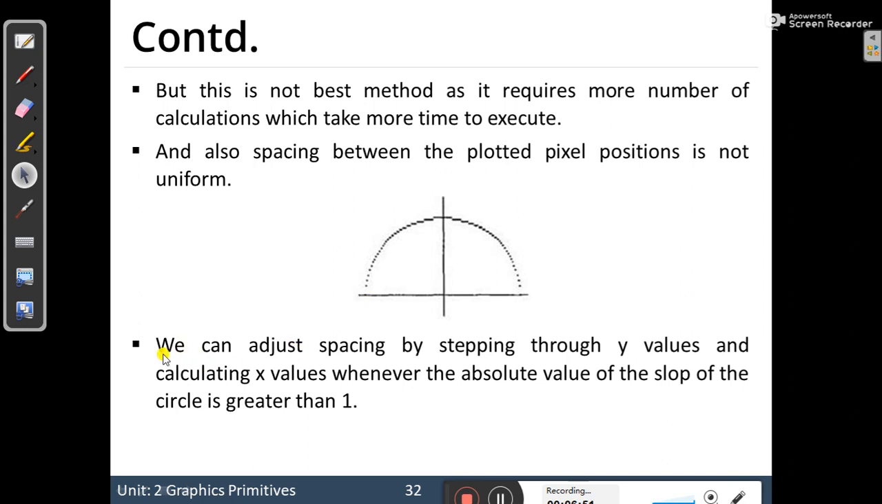So here you can see that we adjust spacing by stepping through the y values and calculating x values whenever the absolute value of the slope of the circle is greater than 1. If it is greater than 1, then we adjust the stepping value of y, and then we calculate x. That will be a different method, but it will also increase the computation time.